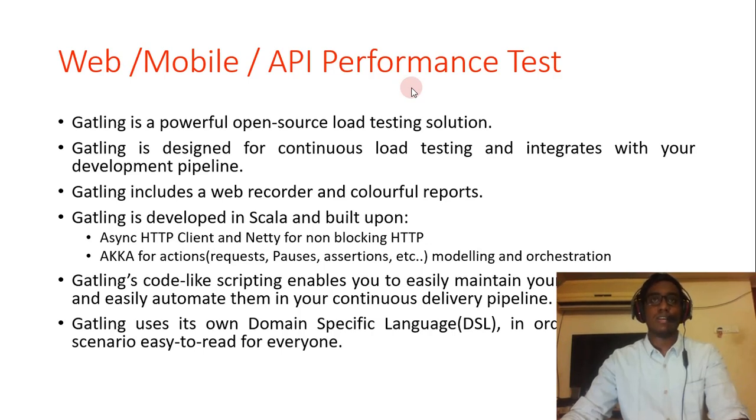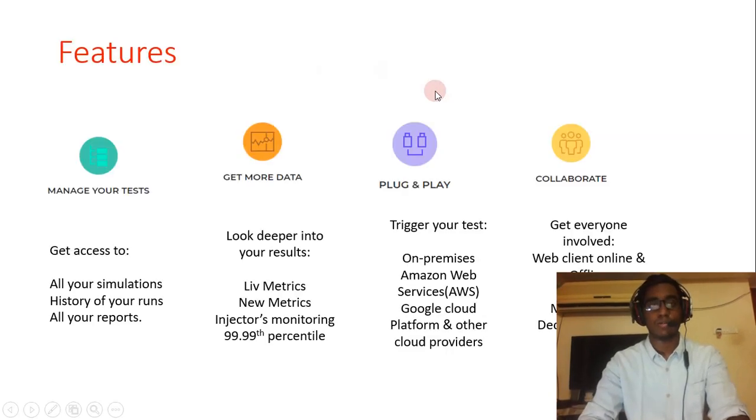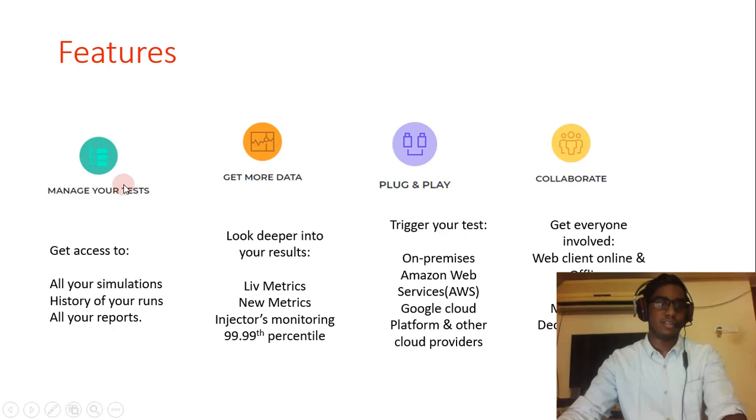The key specific aspect of Gatling is that it has its own domain specific language, which will help you make your scenarios easy to read for everyone. Gatling is a powerful tool. With only a few machines, you can simulate hundreds of thousands of requests per second on your web applications and get high precision metrics. That's true. A few features of the Gatling tool I'll be describing below.